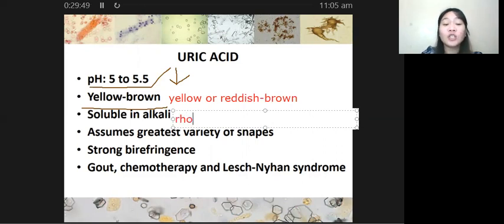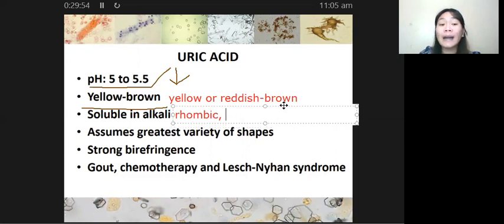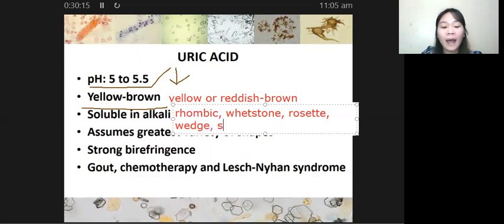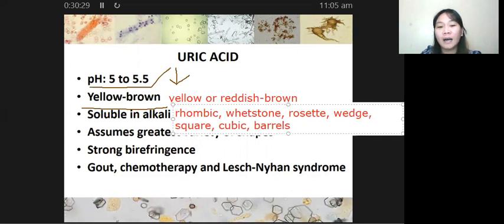So, what are the different shapes which are used in order to characterize the appearance of your uric acid? So, first we have rhombic. So, pwede pong rhombic sila. They may appear as whetstones. Okay, they may have a whetstone appearance. They may have a rosette appearance. Okay, they may appear as wedges. They may appear as squares. Okay, or they may appear as cubic. Yes, or they may have a shape of barrels. O, ang dami no, class. Okay? So, marami po talaga siyang morphology.